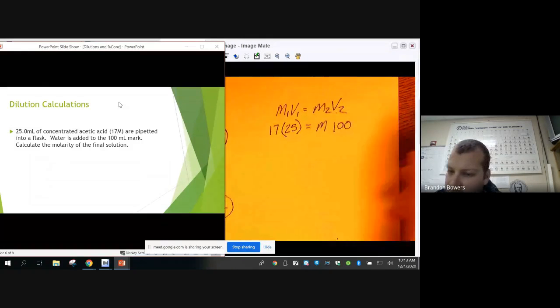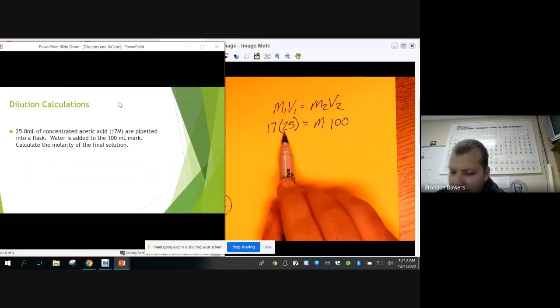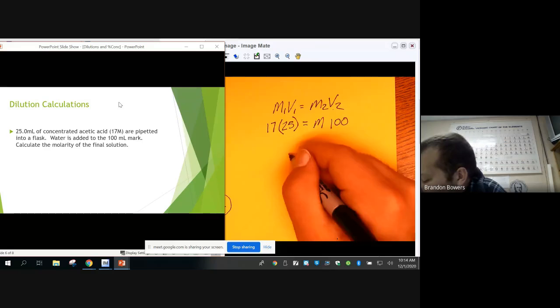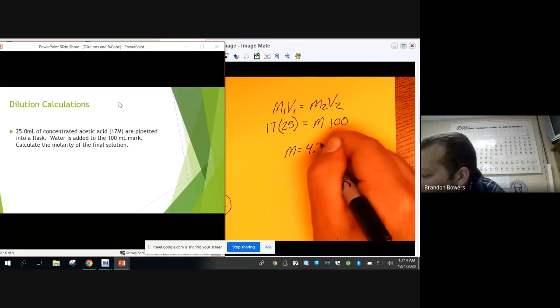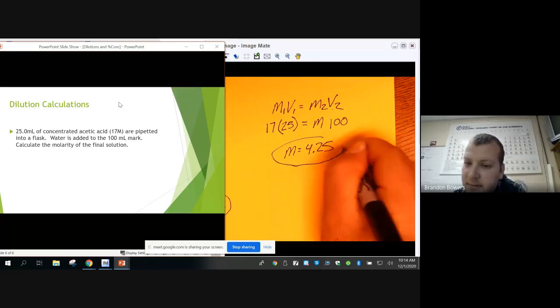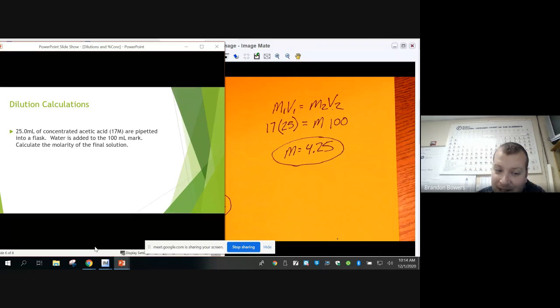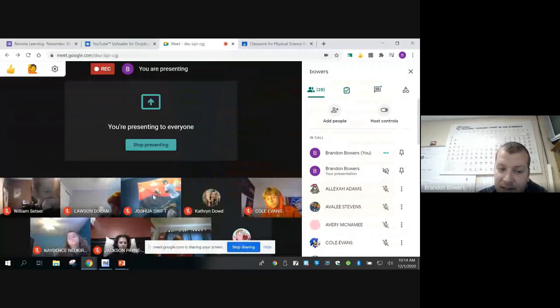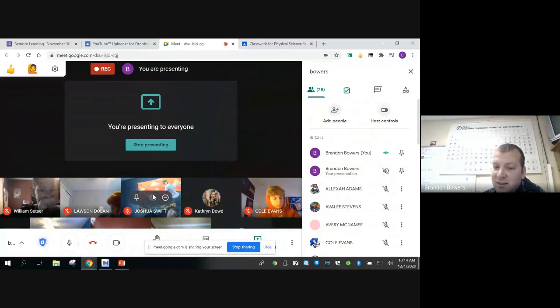Okay, so you're going to multiply those two numbers together. I need a calculator. Multiply those two numbers together, and then divide your final answer by 100. And the molarity I got was 4.25. All right, is that what you guys got, hopefully? Are there any questions on the dilution equation?